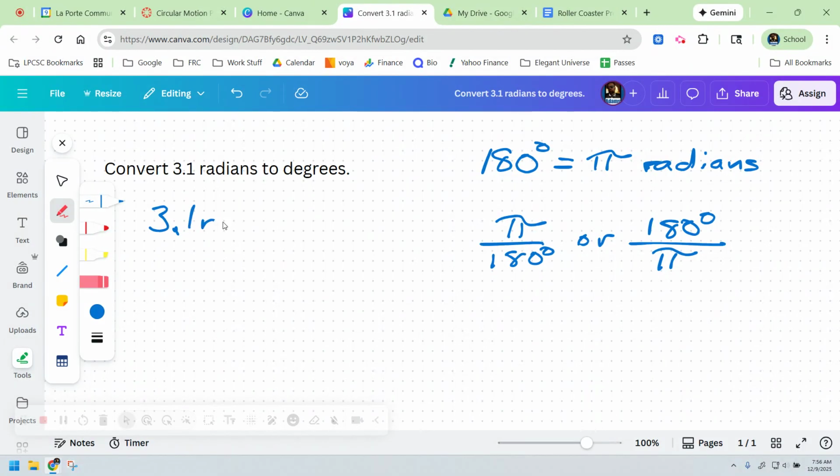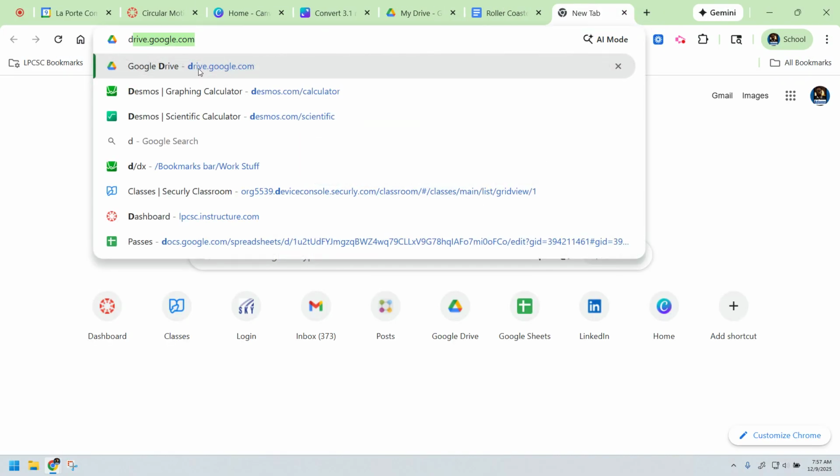Well, they give us 3.1 radians. So when I go to do the conversion factor, I'm going to need radians on the bottom. Well, that means pi goes on the bottom and 180 degrees goes on the top. And then these will cancel. So basically, I'm going to multiply 3.1 times 180 and then divide by pi.